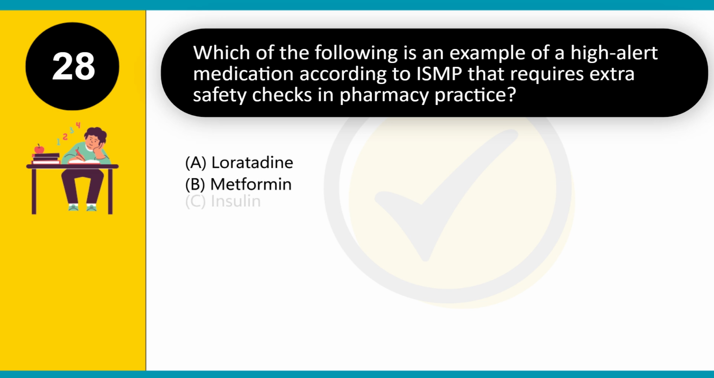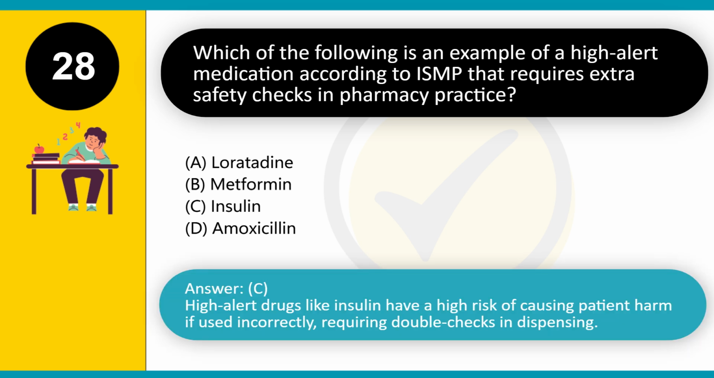Which of the following is an example of a high-alert medication according to ISMP that requires extra safety checks in pharmacy practice? A. Loratadine. B. Metformin. C. Insulin. D. Amoxicillin. Answer, C. High-alert drugs like insulin have a high risk of causing patient harm if used incorrectly, requiring double checks in dispensing.